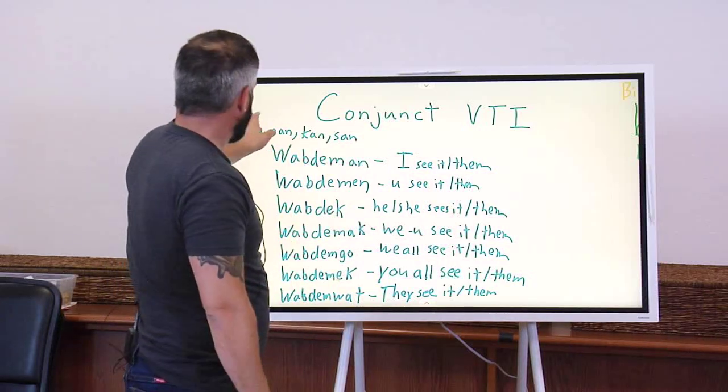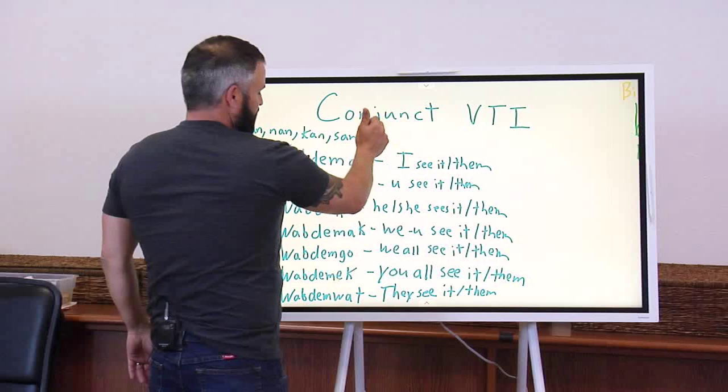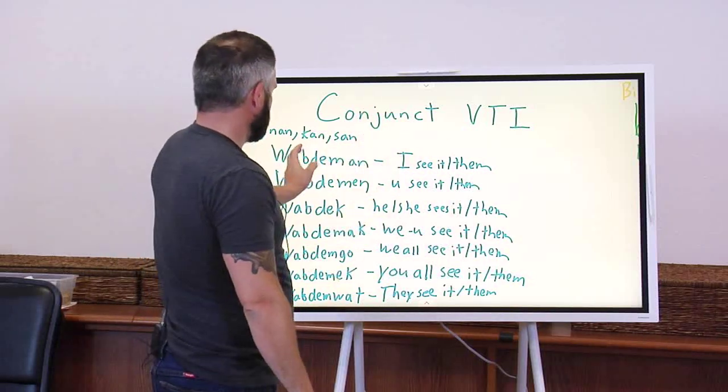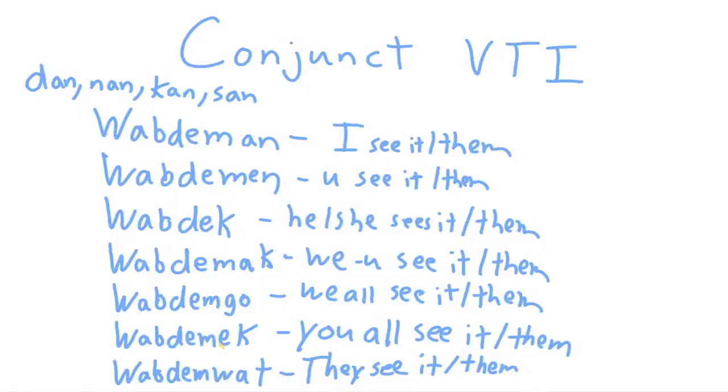But all of these, don, non, con, san, any of them that end in an, they do this little daman, damen. So, wabdaman, I see it or them. Wabdamen, you see it or them. Wabduk, he or she sees it or them. Wabdamak, we but not you see it or them. Wabdamgo, we all see it or them. Wabdamuk, you all see it or them. And some people say, instead of muk, they say mak right there. Wabdamak or wabdamuk. Wabdamwat, they see it or them.